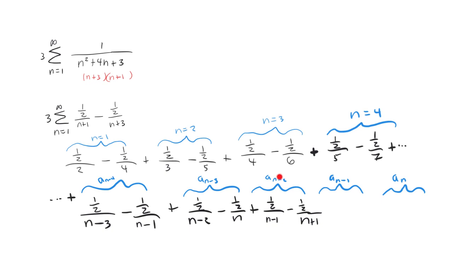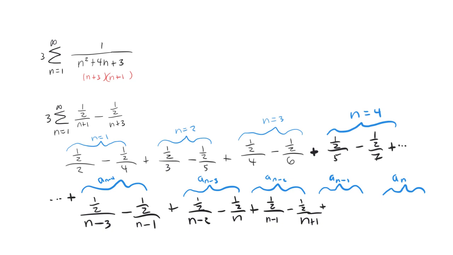So if we're substituting in n minus 2, well, n minus 2 substituted in here would be n minus 2 plus 1. That would give us n minus 1. N minus 2 substituted in here would be n minus 2 plus 3. And that would be the n plus 1 part right here.